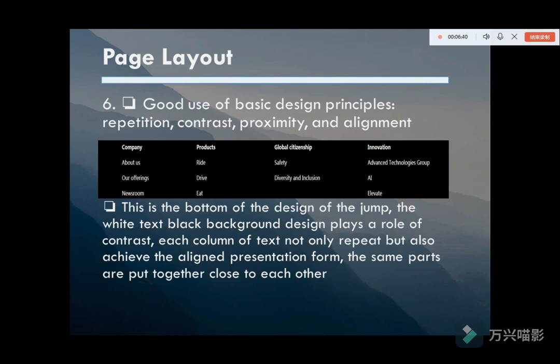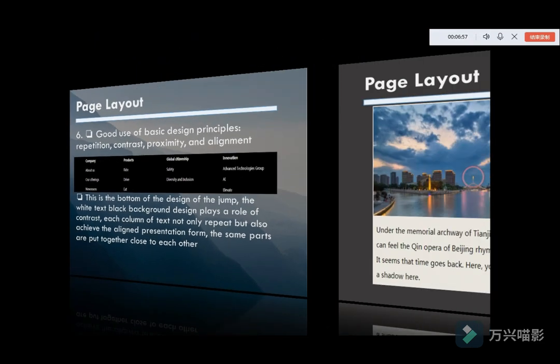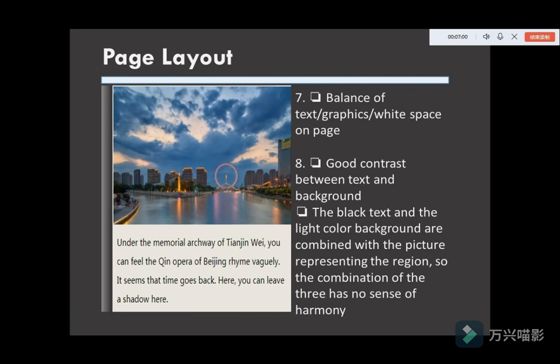The white text and black background design plays a role of contrast. Each column of text not only repeats but also achieves an elegant presentation form. The same parts are put together close to each other. The black text and the light color background are combined with the picture representing the region, so the combination of the three has a sense of harmony.